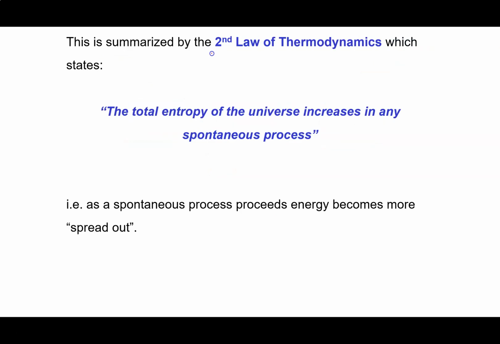So this is referred to as the second law of thermodynamics, which says that the total entropy of the universe increases in any spontaneous process. And so in practical terms, what this means is that as a spontaneous process proceeds, energy becomes more spread out. We increase the number of microstates that are available to our system, to the universe.